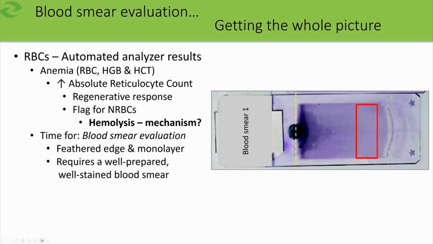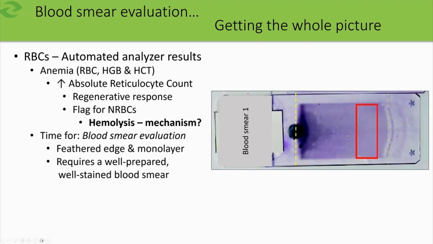And then from that feathered edge, the red box indicates where the monolayer is. Okay? And that's usually 1.5 to 2, maybe 3 fields back from the distal extent of the feathered edge, which should put you in the monolayer. And that's where about 1/3 to 2/3 of the red blood cells will be touching one another.